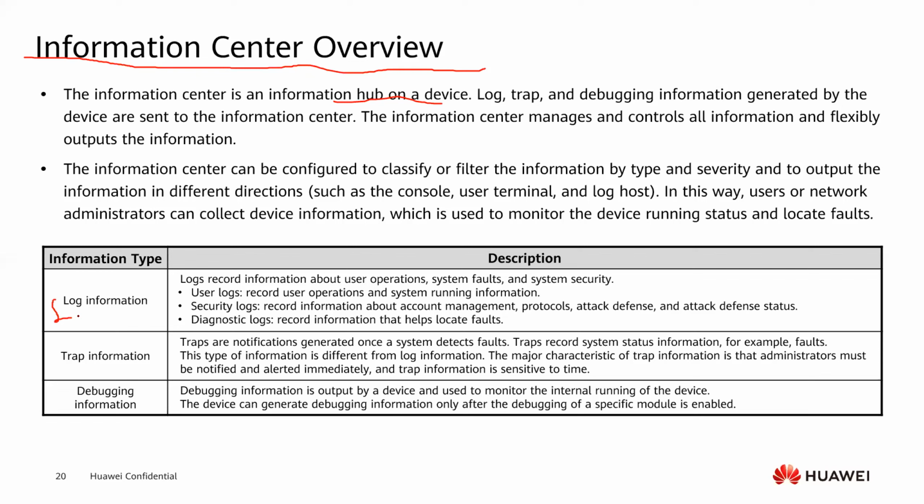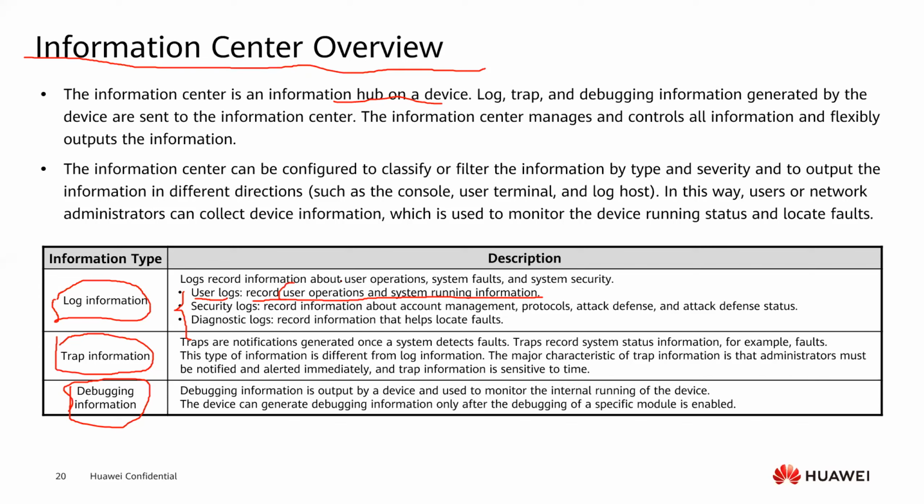Okay, first is the log information, trap information, and debugging information. We'll learn these three different information types, and we'll give you an example. We first see the log information. What does it contain? The first is the user log.